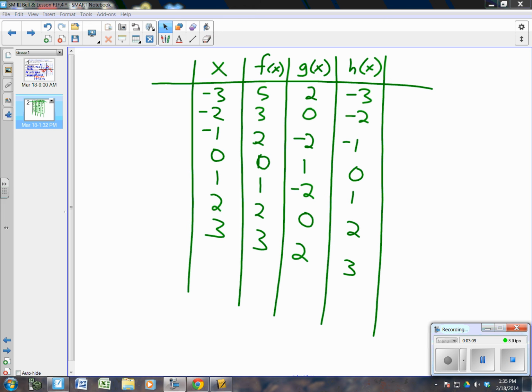Okay? What I want you to tell me is, which of these 3 functions has an x-intercept at 2 and negative 2? See if you can find those. Discuss that in your groups.